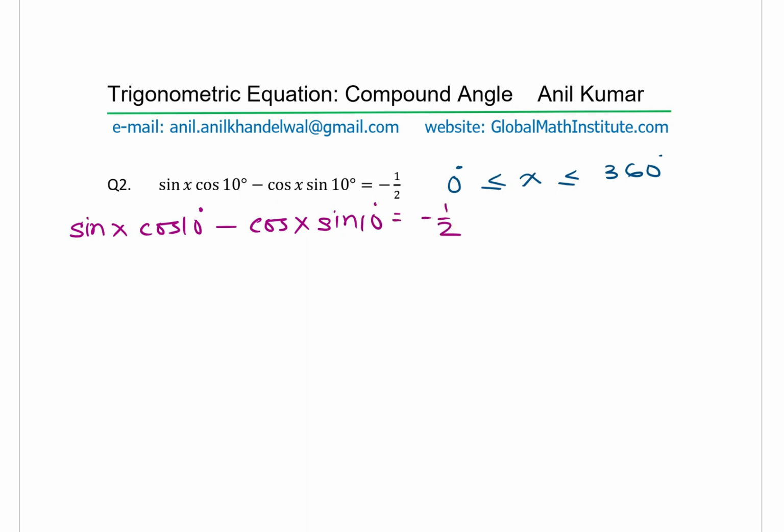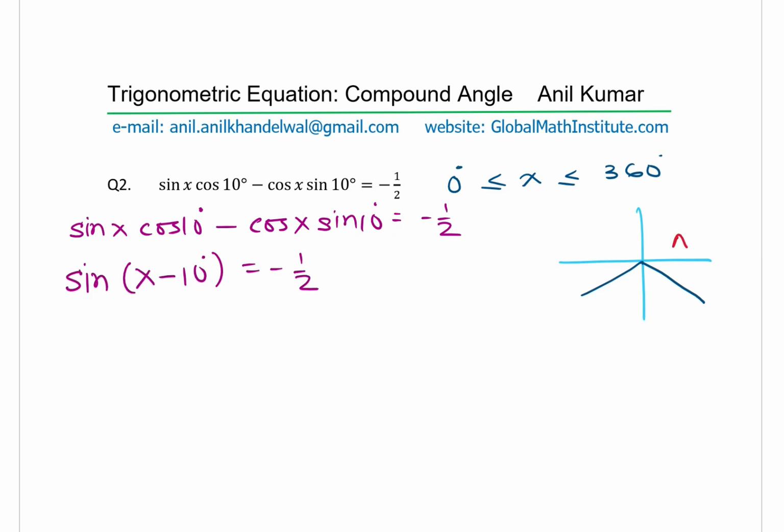Now in this particular case, we are using the sine A minus B formula. So we get sine of x minus 10 degrees is equal to minus half. And once again, let's look into the quadrants. We are looking for two solutions, both where sine is negative, and that is where the solutions should lie.